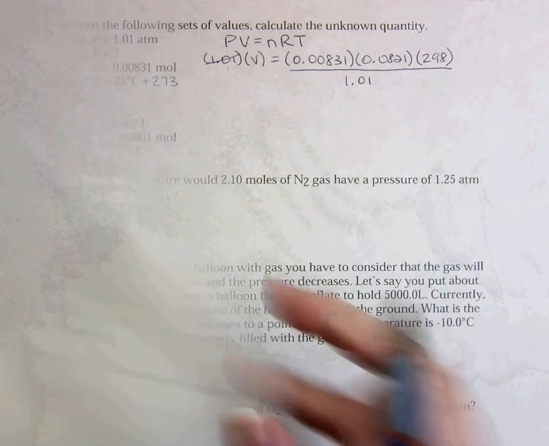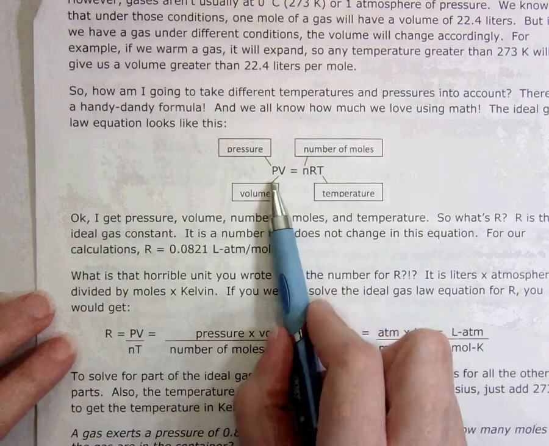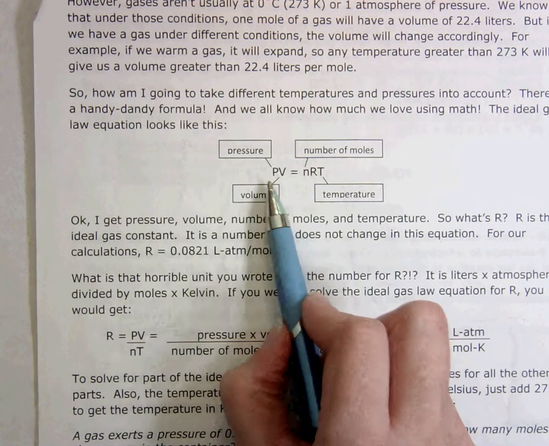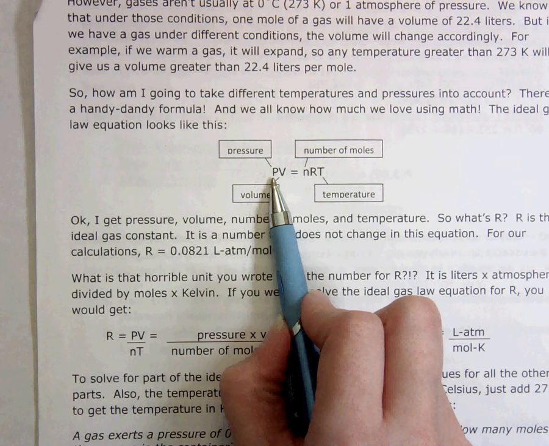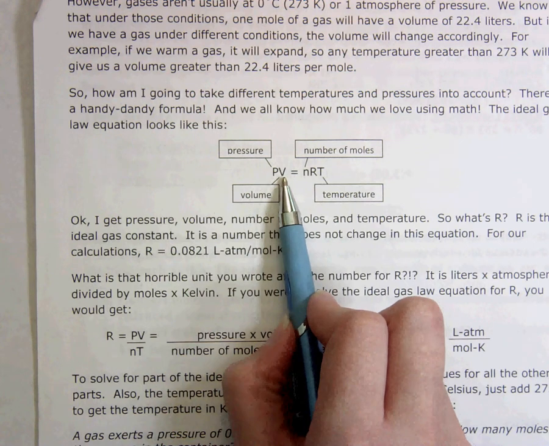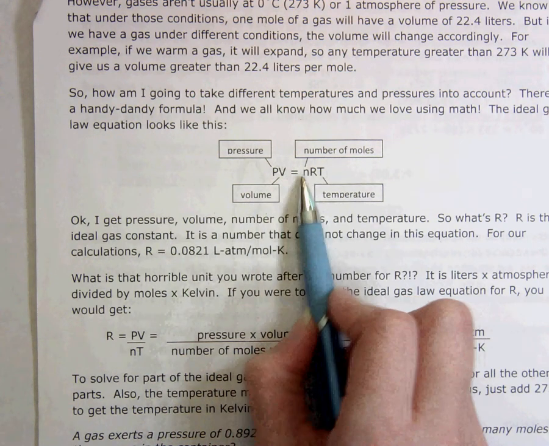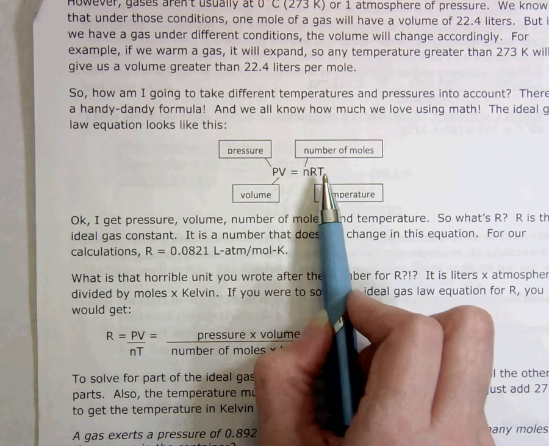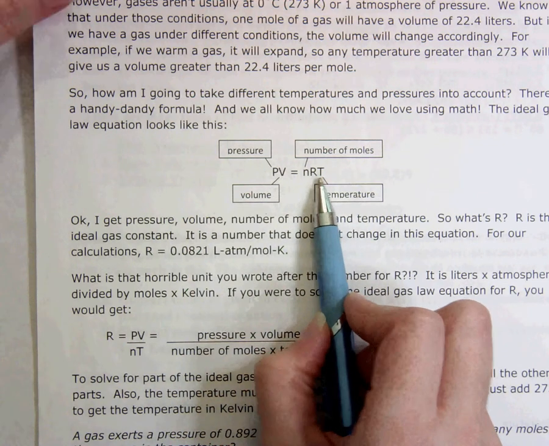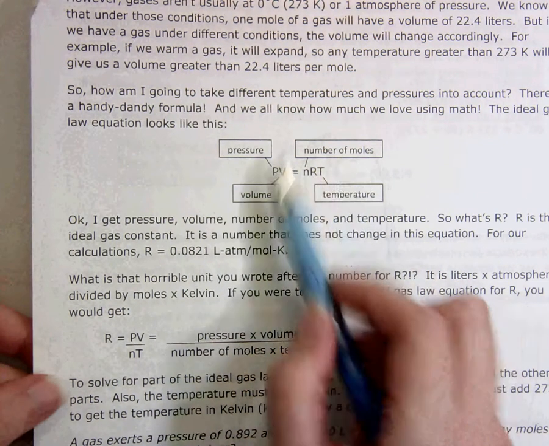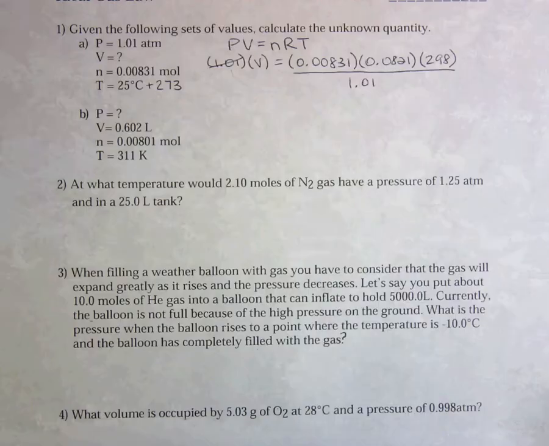So always look for what unit goes along with which number. Your pressure for this worksheet is going to be measured in atmospheres. So when you see atmospheres, that's pressure. Volume will be in liters. Number of moles is just the number of moles, and temperature should be in Kelvin. If it's in Celsius, add 273 to get it back into Kelvin before you plug it into this formula. So plug them into the formula.